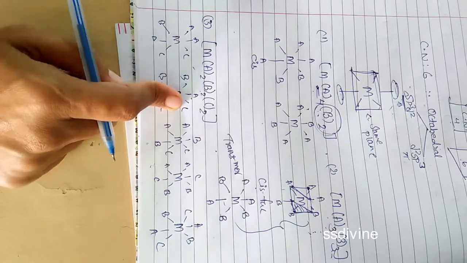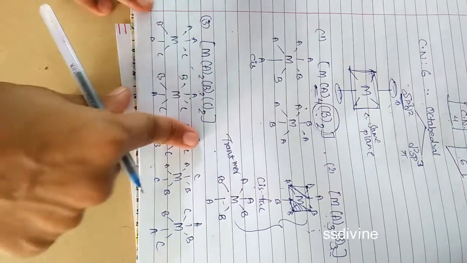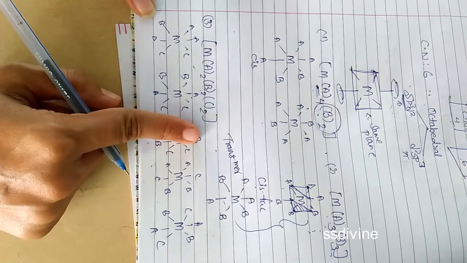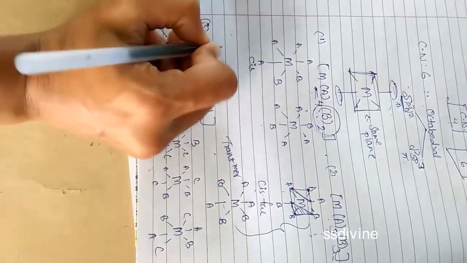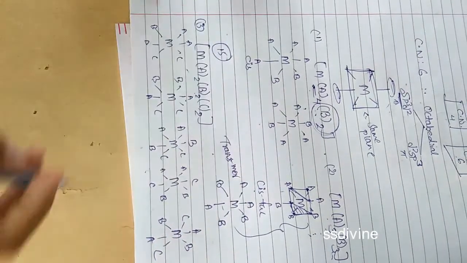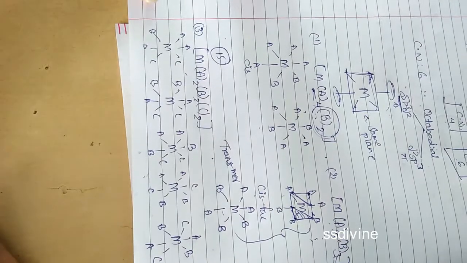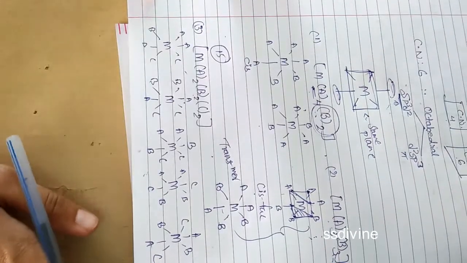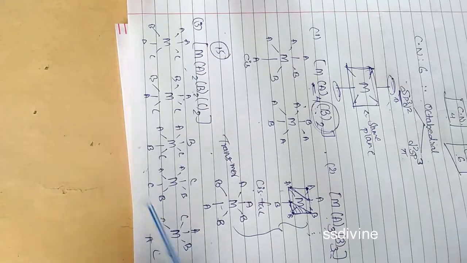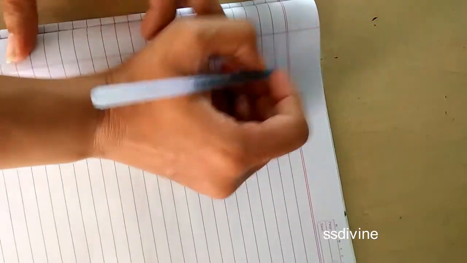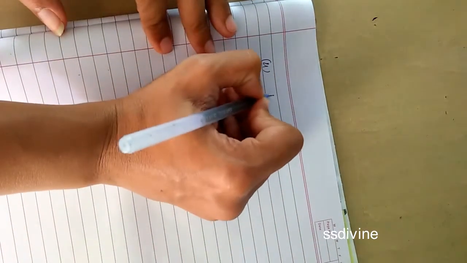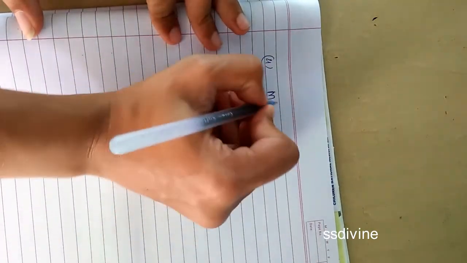Now if I am having all those 6 ligands different, how many isomers can I bring about? I can bring about 15 isomers if I am having 6 ligands that are different. All the 6 ligands are different. Clear? Now let us take another example, that is central metal atom A.